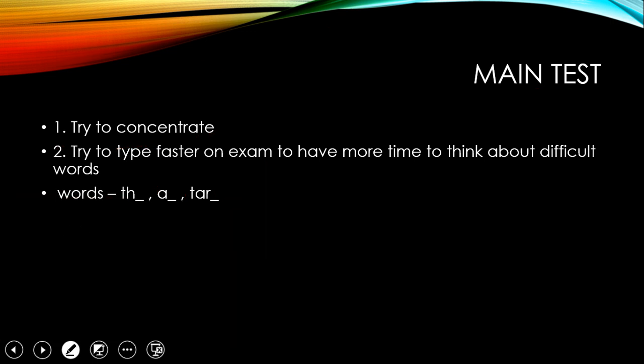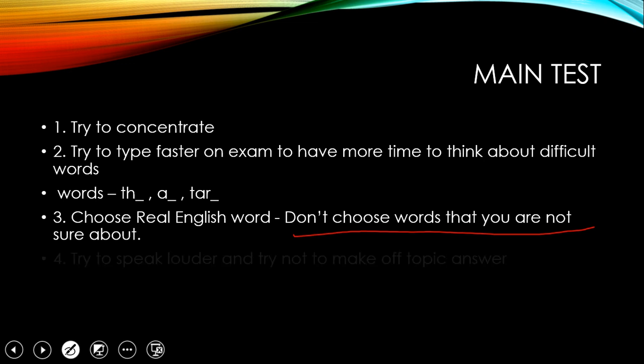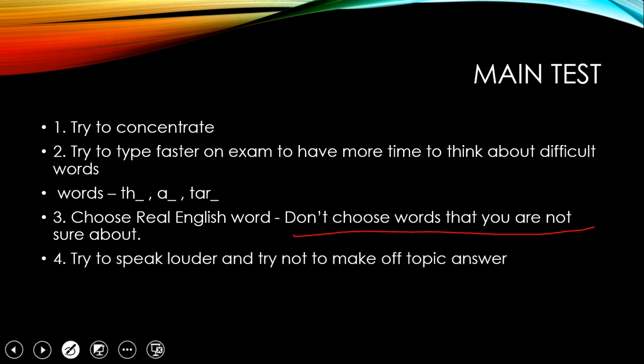Let's continue. And choose the real English word section. There is a real English word section, and make sure you do not choose words that you are not sure about. Don't choose words that are difficult, or that you think may not be English. If you are fairly sure, you can choose, but if they are very difficult words, then don't choose if you are not sure. And try to speak louder.